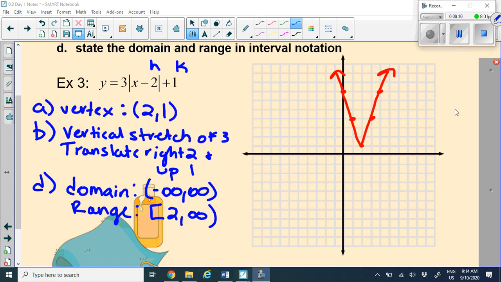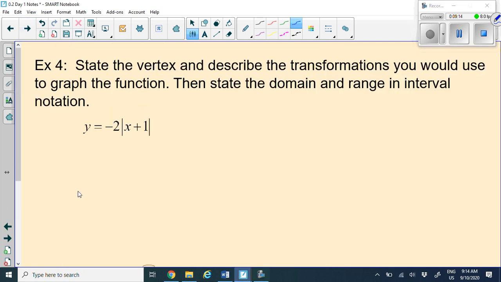Okay, let's go ahead and do our last example, example 4. So here, we don't have a graph. That's okay. It just says state the vertex and describe the transformations you would use to graph the function. Then we're going to state the domain and range in interval notation. So we really don't need to create a graph when we are figuring out the vertex and the transformations. That's the nice part, okay?